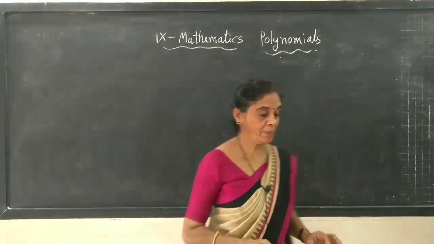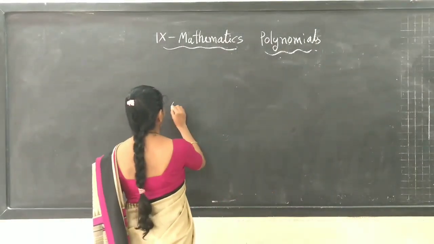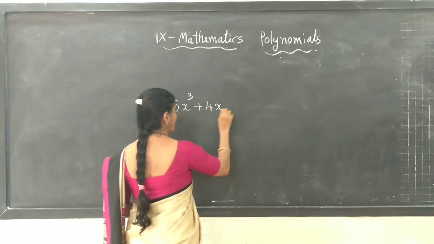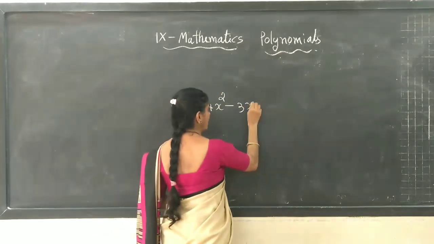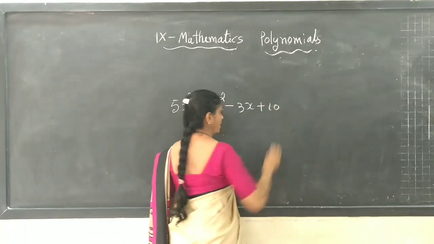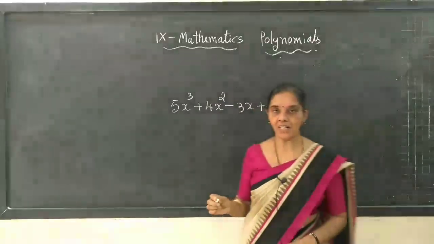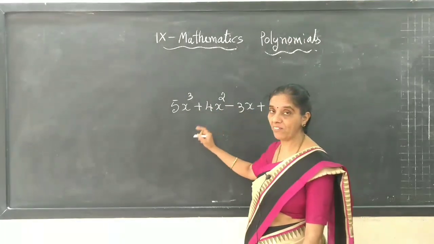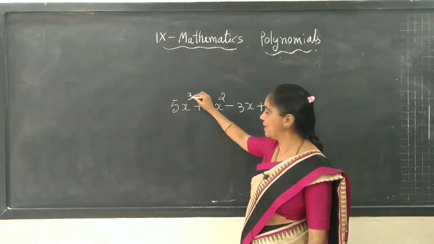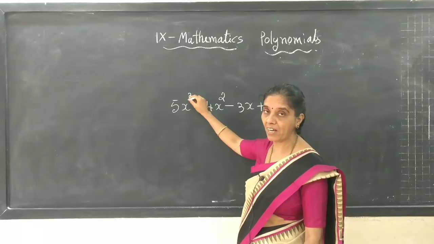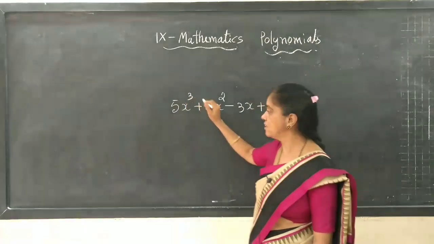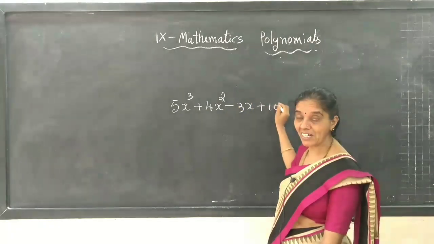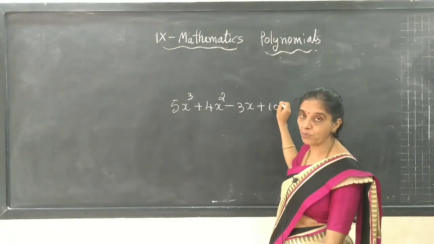Okay. Example, 5x to the power of 3 plus 4x square minus 3x plus 10. This is a polynomial because we have only one variable, x, and each variable has a positive power. Here the power of the variable is 3, here it is 2, here it is 1, and here it is x to the power of 0, which is equal to 1.